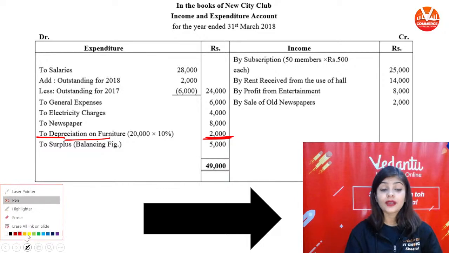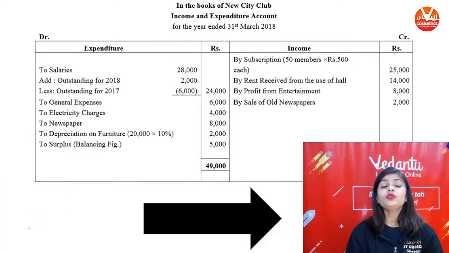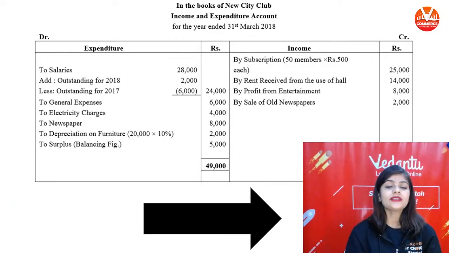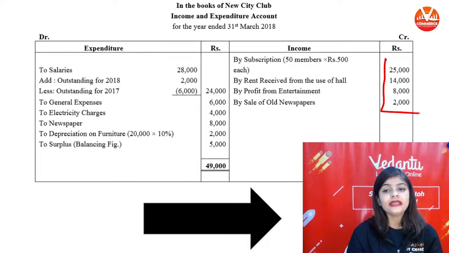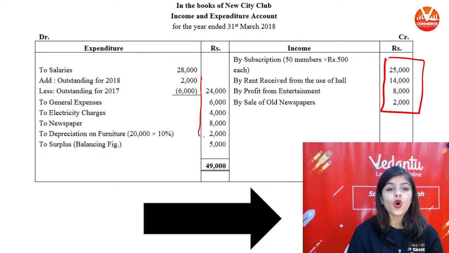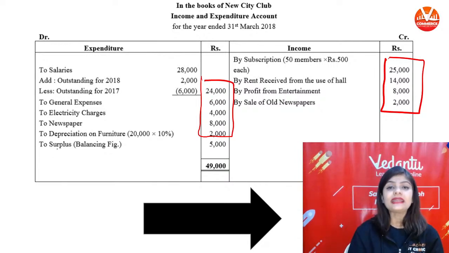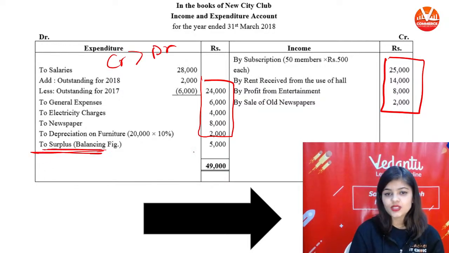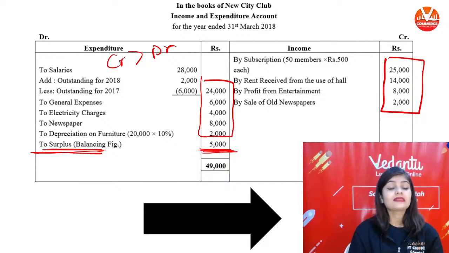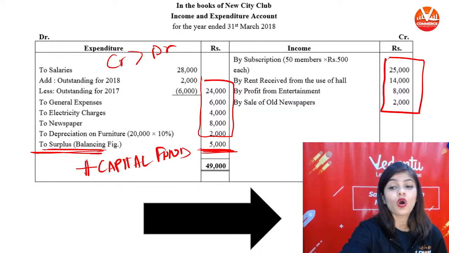Now we have recorded the full question. It's time to find out the deficit or surplus. Add all the credit items, add all the debit items. Credit side is more than the debit side. So there is surplus of 5,000, which will be added in the capital fund.